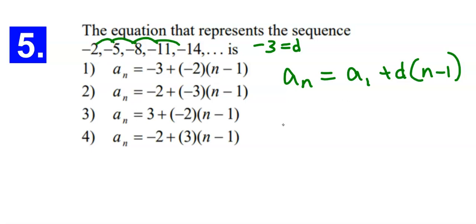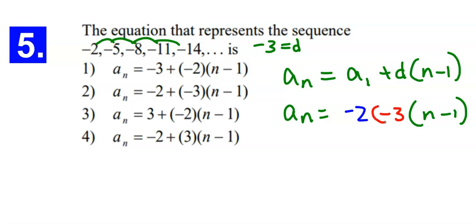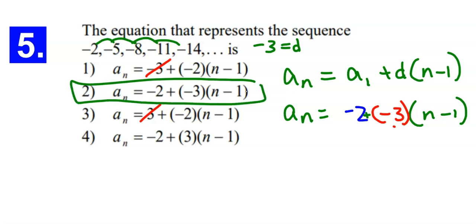So for us, that's going to be a negative 2. And the common difference for us is negative 3. The quantity n minus 1 will remain the same. So we're looking for something that has an A1 of negative 2 and has a common difference of negative 3. Oops, I forgot my plus sign here. And that gives us option number 2.